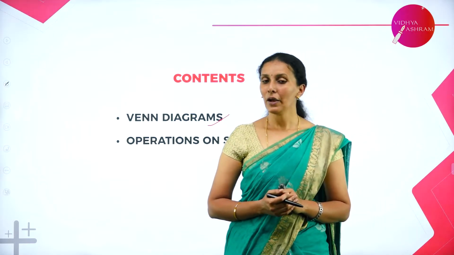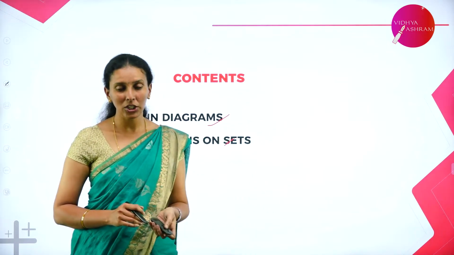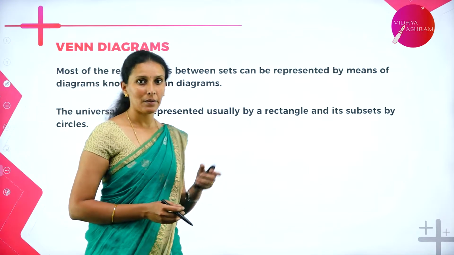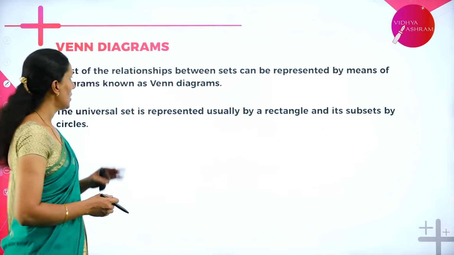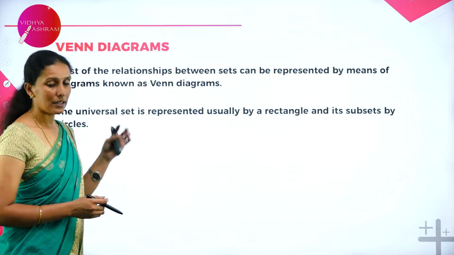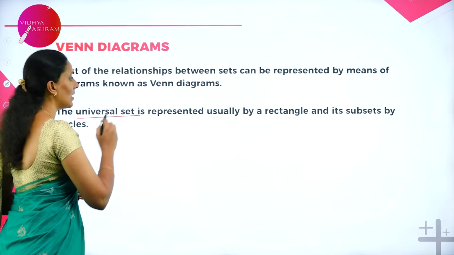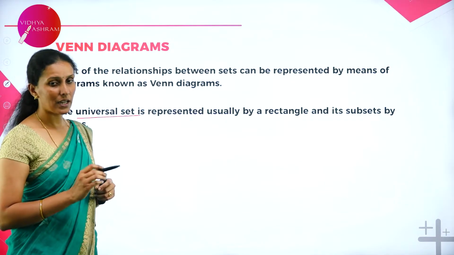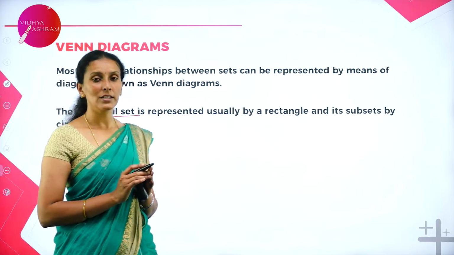So, what do you mean by a Venn diagram? The elements of a set can be represented inside a diagram called a Venn diagram. Since this was given by the mathematician John Venn, this name was given to the diagram. So, how will the Venn diagram look? Most of the relationships between the sets can be represented by means of Venn diagrams. Here, the universal set is always represented by a rectangle and all the other subsets are represented using circles.